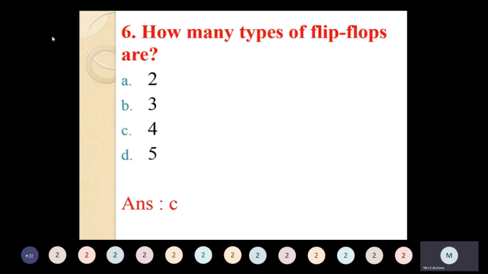How many types of flip-flops are there? The four options are 2, 3, 4, 5. We have four types of flip-flop: SR flip-flop, JK flip-flop, D flip-flop, T flip-flop. That is, set-reset, JK, data or delay flip-flop, and toggle flip-flop. 4 is the correct answer, so the option is C. We have 4 types of flip-flop.